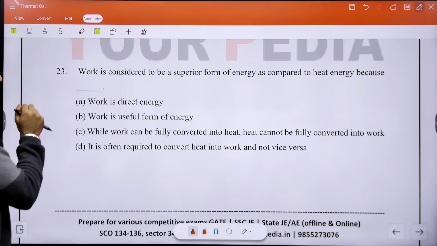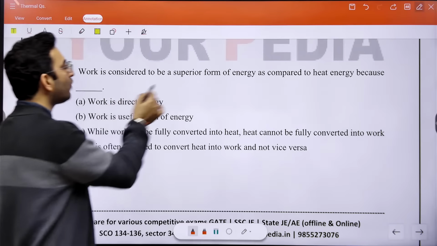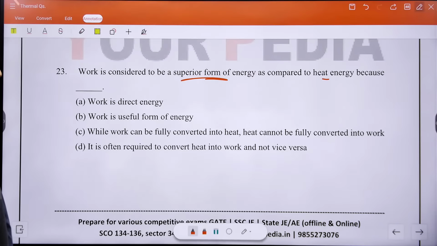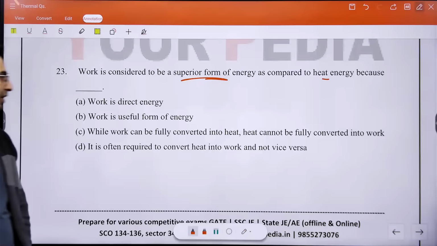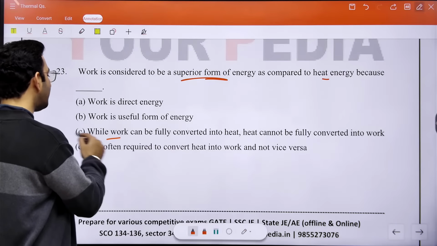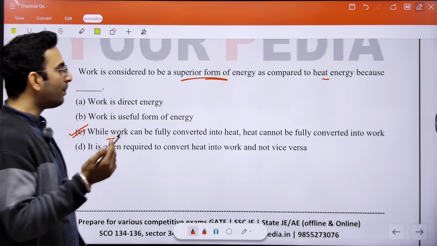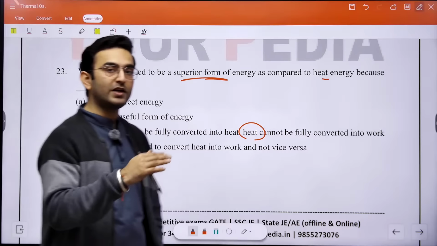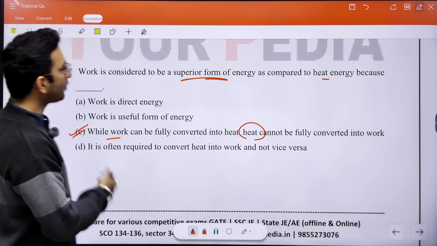Next, work is considered to be a superior form of energy as compared to the heat energy. Why? Yes, what can be the answer? A, B, C, D. See, work is fully convertible into heat because it is a high grade energy. But if you talk about heat transfer, it is not a high grade energy. It is a low grade energy which consists of available energy as well as an unavailable part. So option number C is the correct answer.